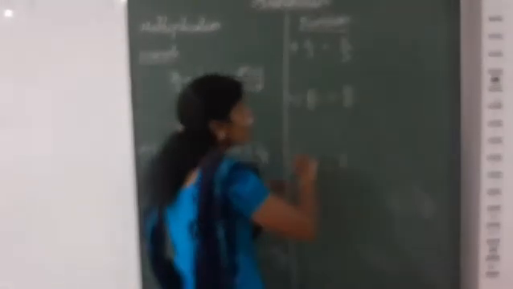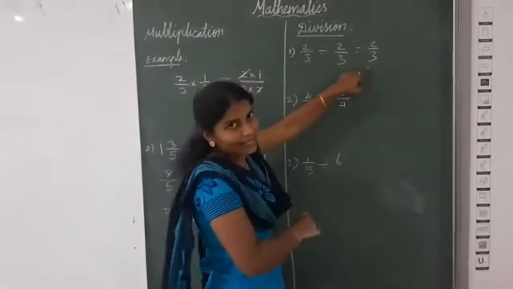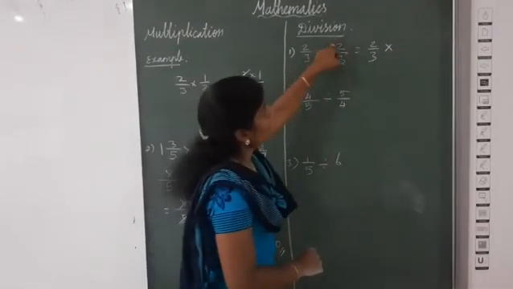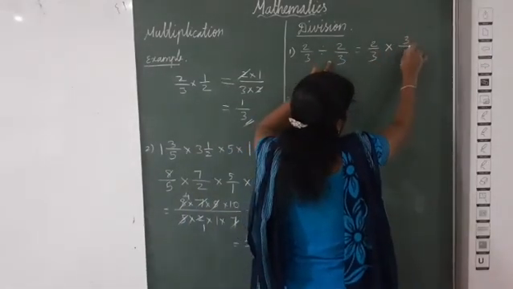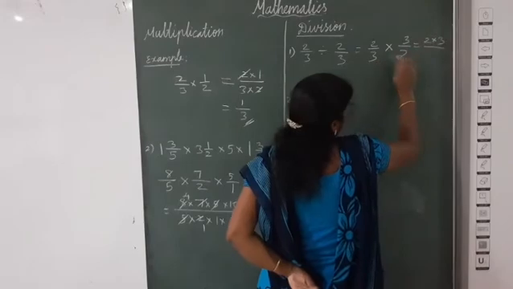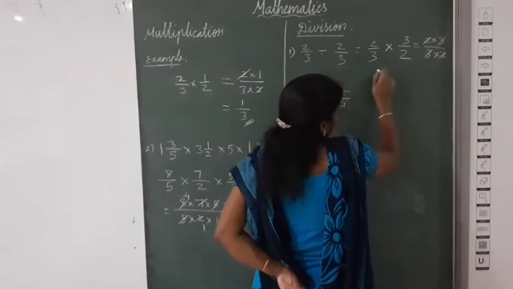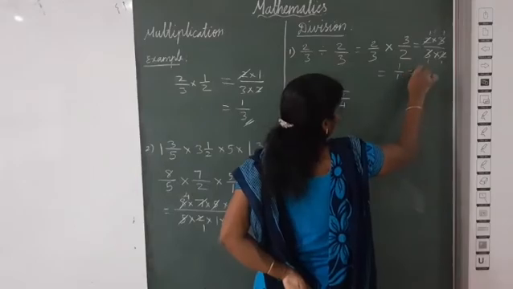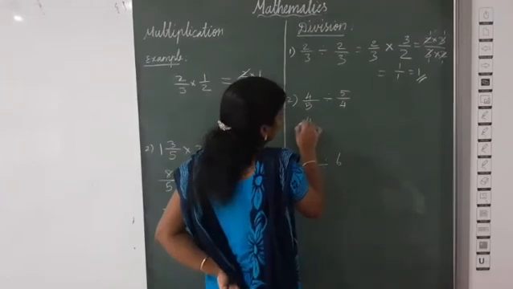Here division, 2 by 3. The first fraction we can write the same. Now we can change the division symbol into the multiplication symbol. Now we can write the second fraction in the reciprocal. So 2 by 3 becomes 3 by 2. Now we can write the numerator 2 into 3 divided by denominator 3 into 2. Now we can cut 3 and 3, then 2 and 2. So here 1, isn't it? 1 into 1, 1. 1 by 1 is 1. 1 is the answer.